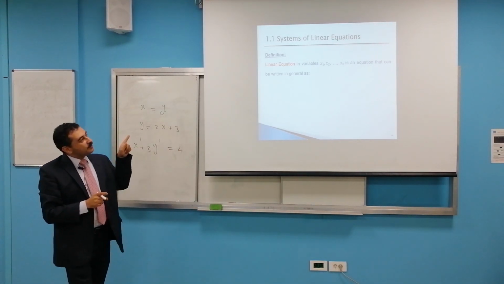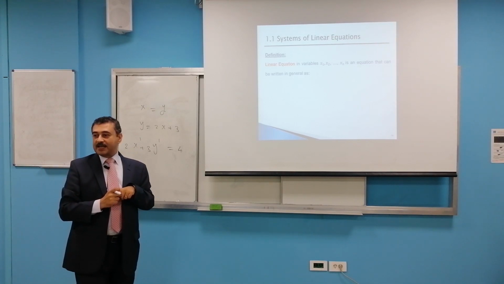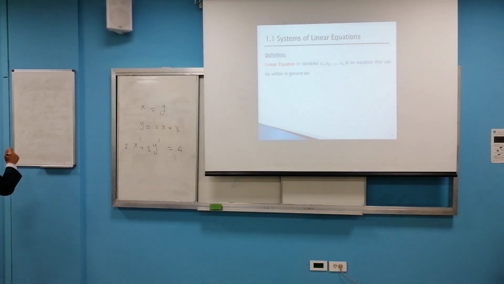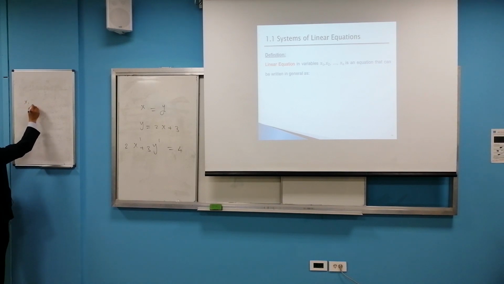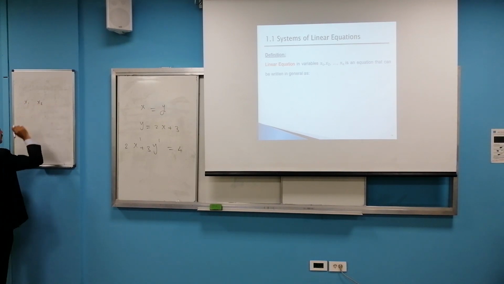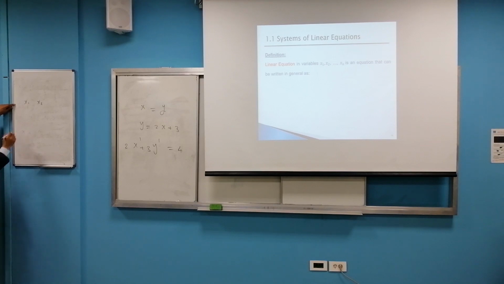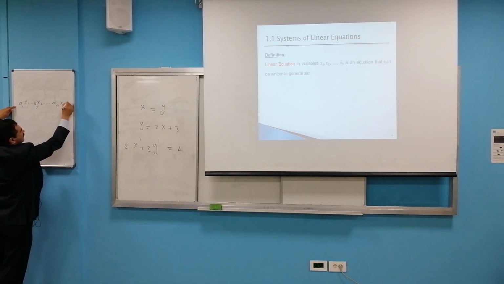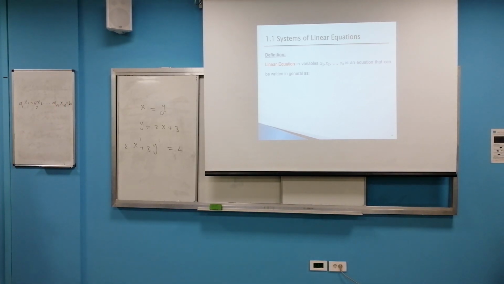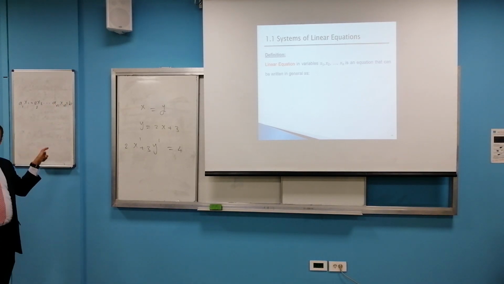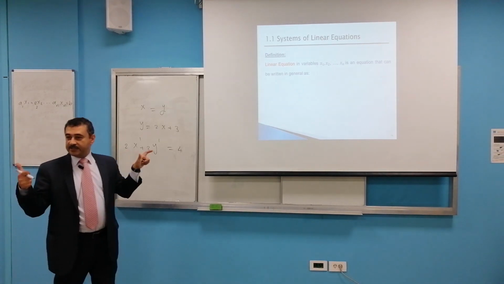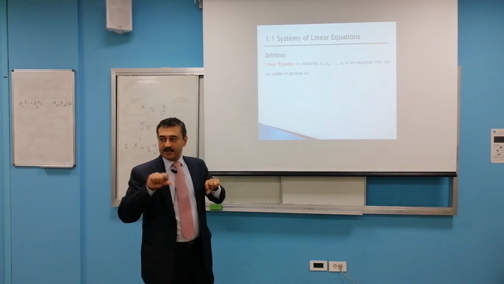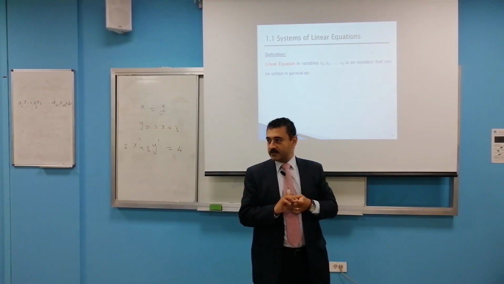So if you have, for example, n variables, x1 up to xn, we write it this way: x1, x2, and so on. And we write the coefficients, for example, a1 x1, a2 x2, and so on. So this is an example of a linear equation in n unknowns or n variables.